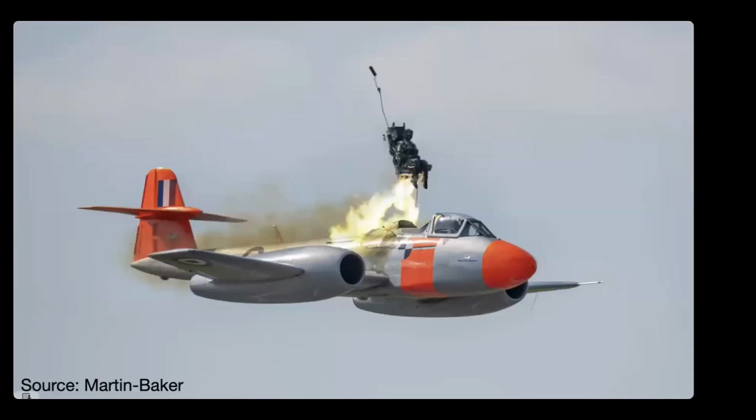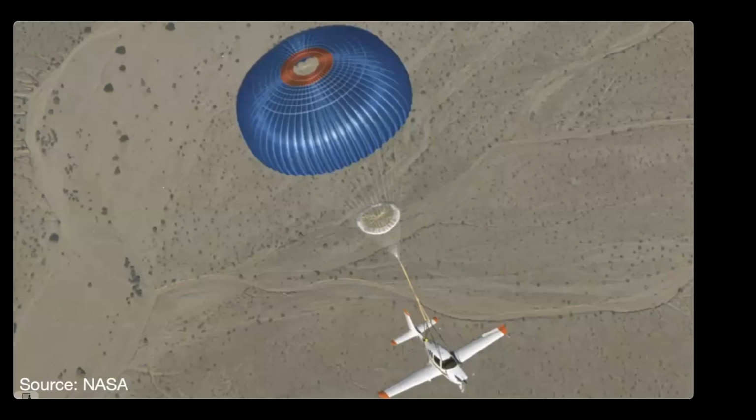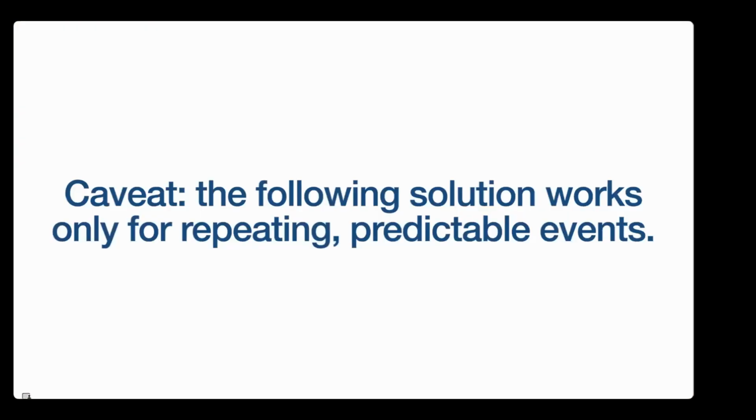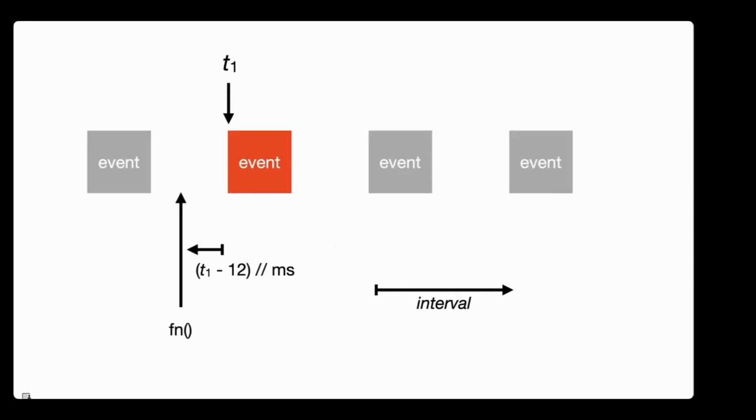To do that, the best analogy I could think of would be the ballistic parachutes that some aircraft have. You can deploy the parachute after an emergency has occurred and it brings you safely to the ground, but you can't fly around with a parachute behind you all the time. You can't deploy the parachute ahead of the event occurring because obviously the airplane isn't going to work. So how do you solve this problem? The following solution only works for repeating predictable events, for events that occur at predictable regular intervals, but it wasn't enough to solve my problem.